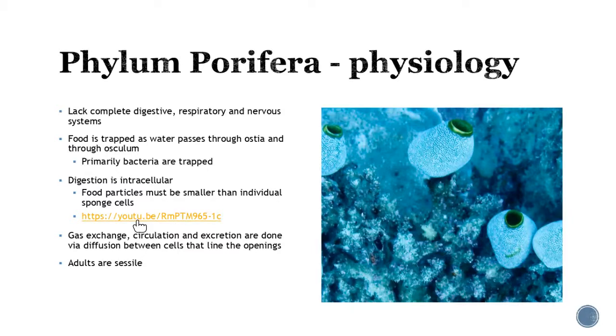So here's a video that talks through that process right here. Now, gas exchange, circulation, and excretion are done via diffusion through cells that line the opening. So it's not like they go through breathing, it's pretty much simple diffusion. Now, when they're adults, they are sessile. They'll be attached to a surface and they're not going to be moving.